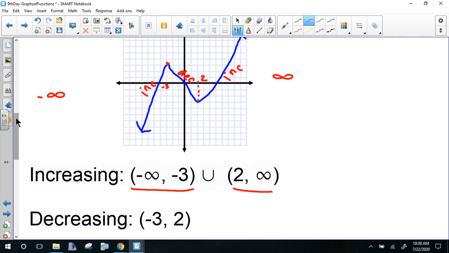Well, now we got to figure out where is it decreasing? Well, between these two x values, -3 and 2, it's decreasing. So we just write that as, it looks like a point, but it's actually an interval. So 2 rules of thumb here. Increasing is always up and to the right. Decreasing is down and to the right. Always write them with parentheses and always use the x values when you name them.